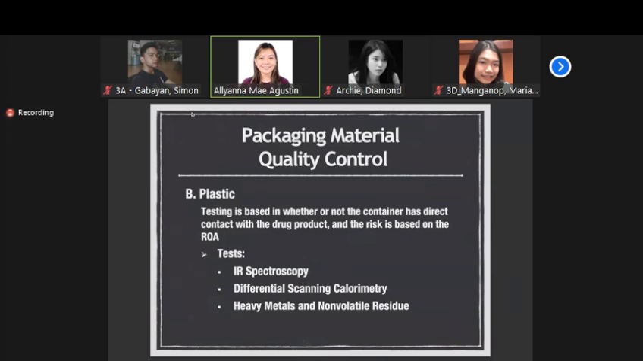So testing is based on whether it is in direct contact with the drug product, or if it is parenteral, no? Kasi kung parenteral ang dosage form, mas strict tayo sa testing sa plastic. Okay, so to test for the type of plastic, we can use IR spectroscopy, differential scanning calorimetry, and heavy metals, and non-volatile residue is also tested.